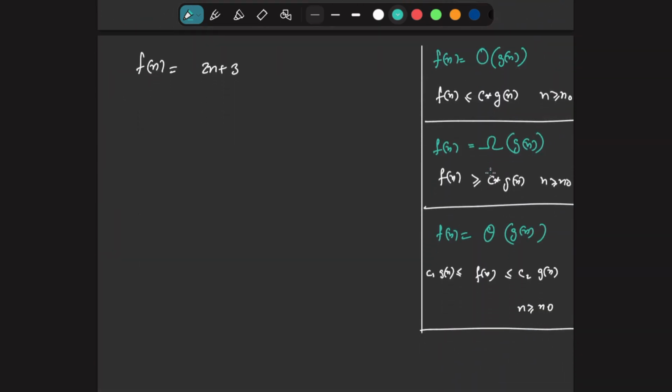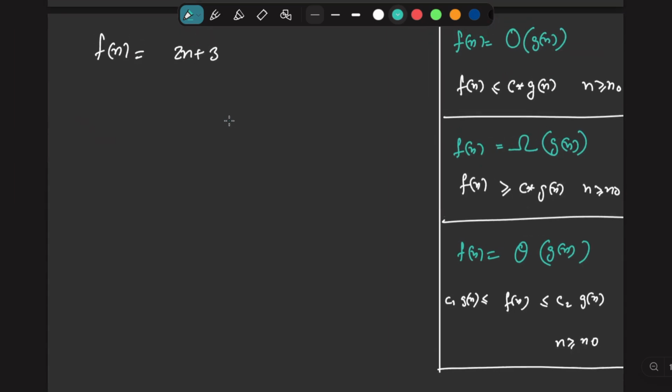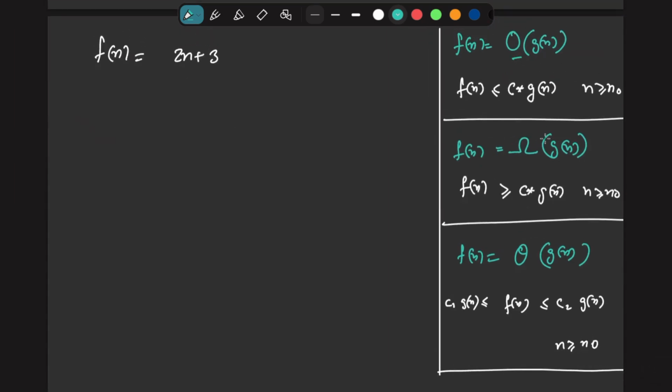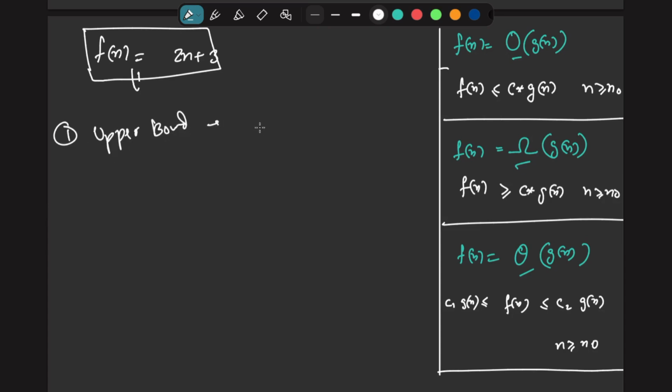Next we have how to use these functions. How do we use these big O, omega and theta? We learn using an example. For example, f of n equal to 2n plus 3. Now let us prove that we can write it as order of n. First we'll prove this upper bound, that it is order of n.